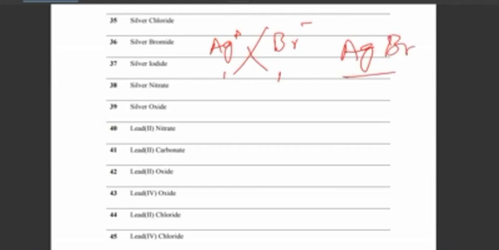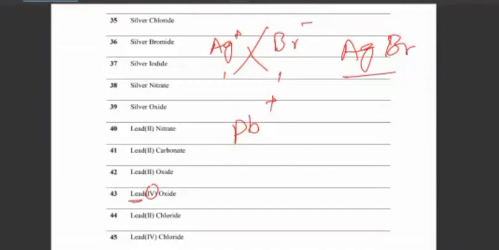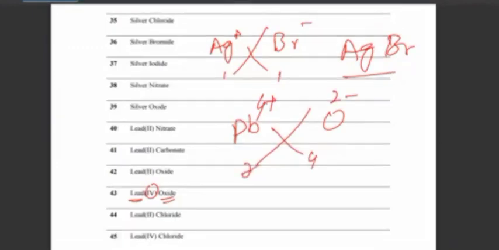Here we have lead oxide. Pb has which plus charge? +4. Okay. First is always the cation, second is always the anion. And oxide means oxygen. Oxygen has a -2 charge. 4 times and 2 times. By simplifying to 1 time and 2 times, it becomes PbO2, lead oxide.